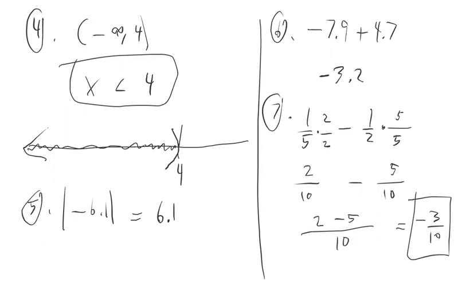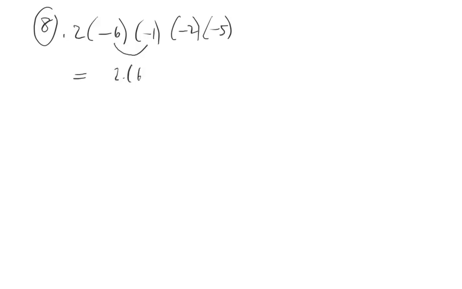Now let's try problem 8. Problem 8 says 2 times negative 6 times negative 1 times negative 2 times negative 5. And that's equal to, negative 6 times negative 1 is positive 6. So you get 2 times positive 6. And negative 2 times negative 5 is equal to 10. So we'll get 2 times 6, which is 12, times 10. 12 times 10 is 120.